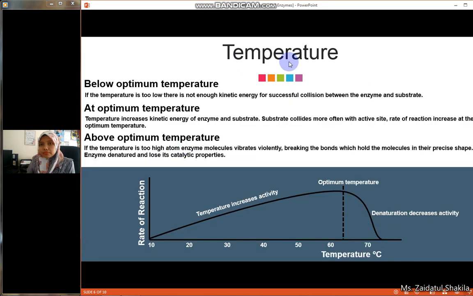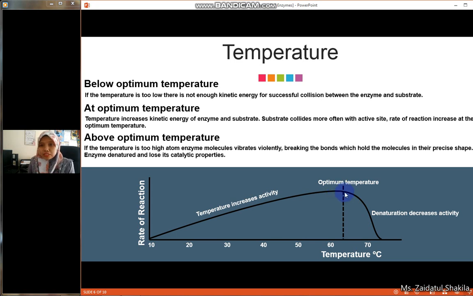The second factor is temperature. If the temperature is too low, there is not enough kinetic energy for successful collision between molecules of enzyme and molecules of substrate. As temperature increases, the kinetic energy of enzyme and substrate also increases. Substrates collide more often with the active site of the enzyme, so the rate of reaction increases up to the optimum temperature.